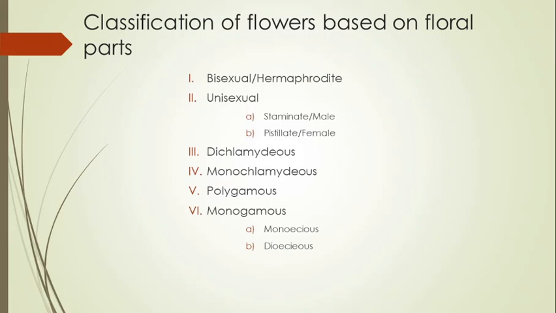Monogamous plants have unisexual flowers in them. And monogamous plants can be monoecious, in which the male and female flowers are on the same plant, or they can be dioecious, in which the male and female flowers are on separate plants.